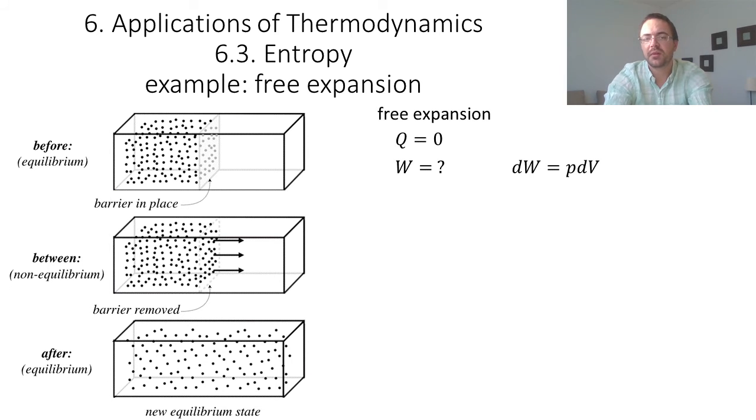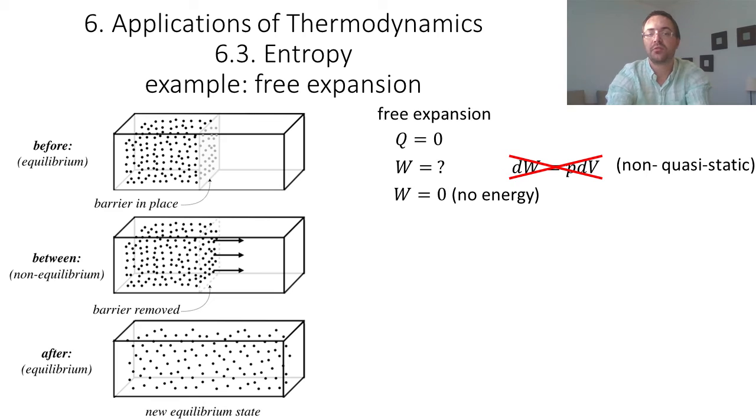It is in equilibrium at the beginning when the barrier is there. It is in equilibrium at the end, but it is not in equilibrium in between because there is a difference of pressure. And so we cannot use dW equals PdV. In fact, the gas is not pushing anything. We cannot use this to do any kind of mechanical work. And so the work is zero. There is no energy cost to move into vacuum.